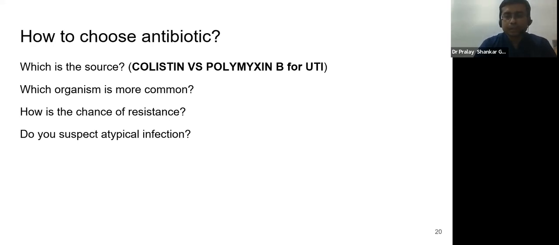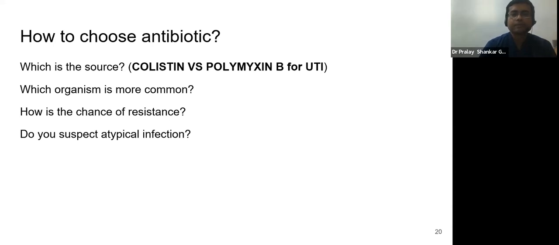And do you suspect atypical infection? Your patient has come with pneumonia. You expect there will be chest X-ray changes in one single lobe, but you find that there are bilateral chest X-ray changes. So maybe this patient is having an atypical infection and you need to add something else apart from the usual antibiotics.